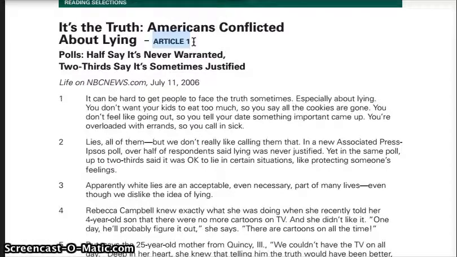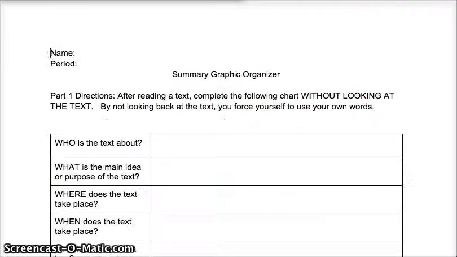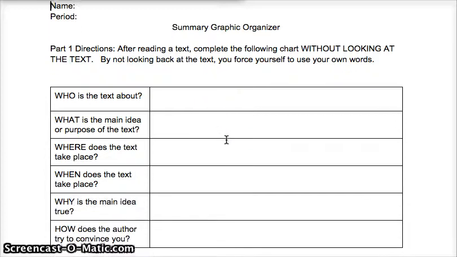Now that you have read the article, it's time to start on the worksheet. Let's read the directions together. Part 1, directions. After reading a text, complete the following chart without looking at the text. By not looking back at the text, you force yourself to use your own words. It's very important that you use your own words when writing a summary. Otherwise, you're plagiarizing. So let's start.